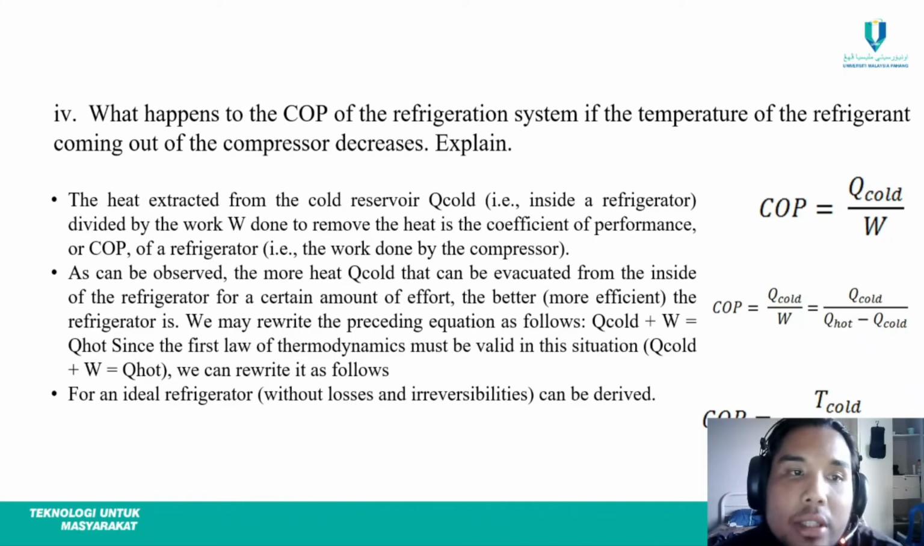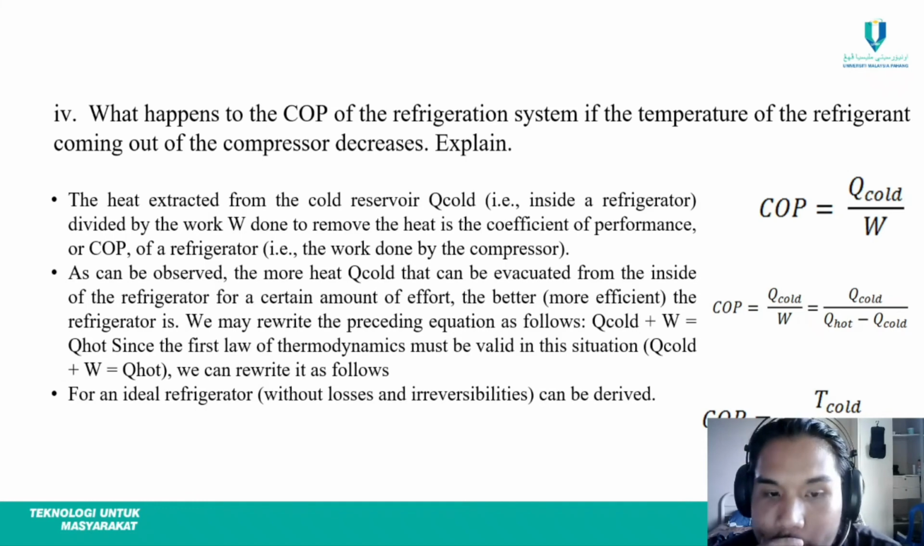What happens to the COP of a refrigeration system if the temperature of the refrigerant coming out of the compressor decreases? Explain. The heat extracted from the cold reservoir, Q cold, divided by the work done to remove the heat is the coefficient of performance, or COP, of a refrigerator. So the formula is COP equals Q cold divided by W. As can be observed, the more heat Q cold that can be evacuated from the inside of the refrigerator for a certain amount of effort, the better and more efficient the refrigerator is.